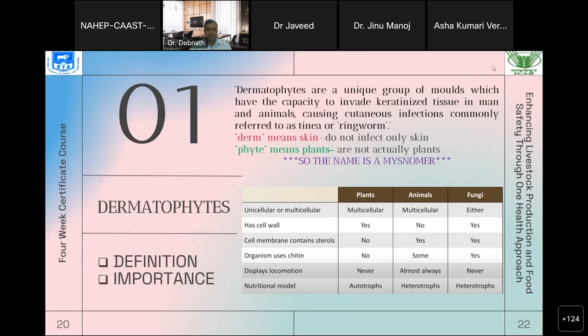Now, what are dermatophytes? Actually, they are a special kind of mold. Fungi generally remain in nature in two forms: one is a single cell form and another is a multicellular form. The multicellular form is called mold and the unicellular form is called yeast. Dermatophytes come under the molds, which have the capacity to invade keratinized tissue in man as well as in animals, causing cutaneous infections commonly referred to as tinea or ringworm.